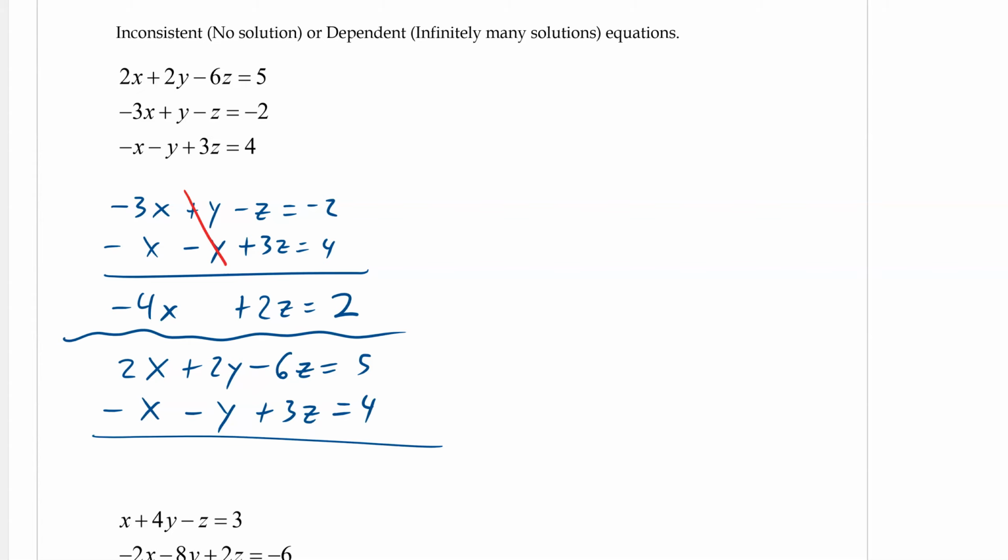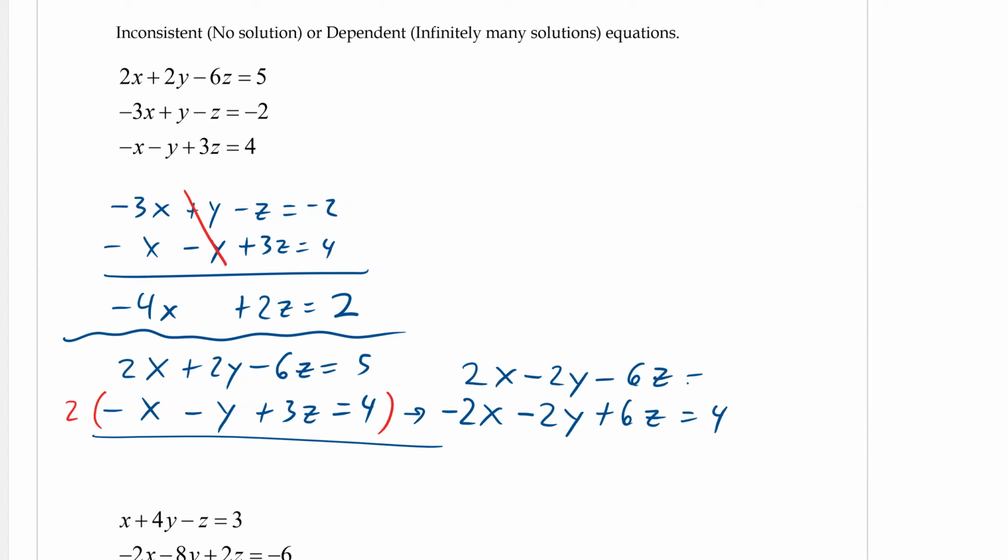All right, and so on this bottom one, I'm just going to multiply it by 2. That way the y's will match. We're getting rid of the y's first. So this is negative 2x minus 2y plus 6z equals 4. Equals 5. So let's make sure it's all lined up.